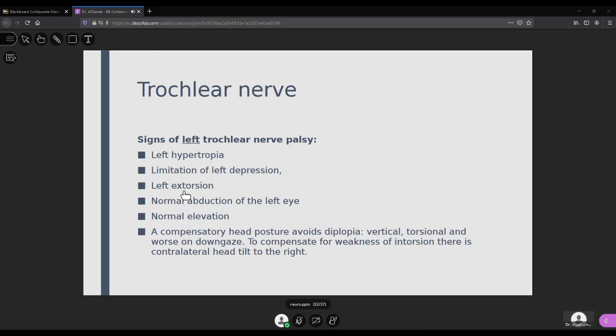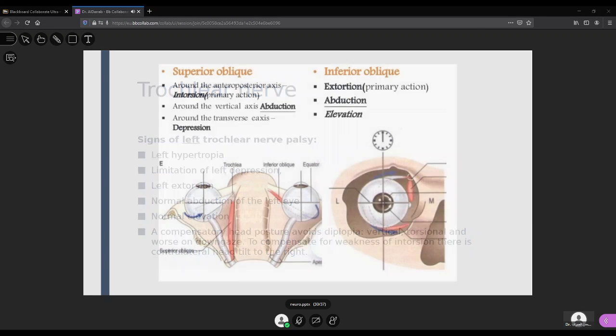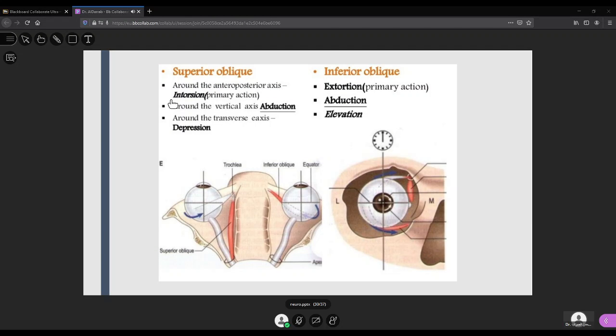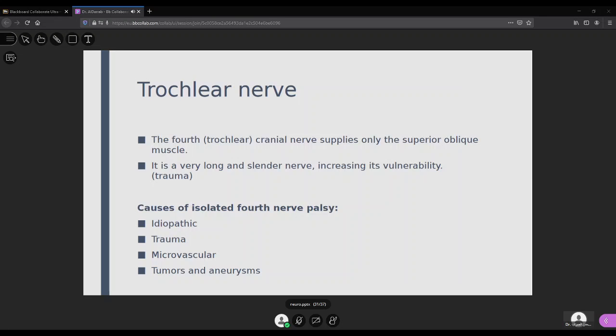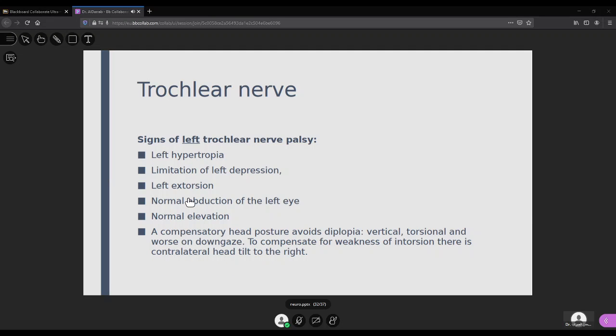Left extorsion. Why? Here. لأن superior oblique will cause intorsion. That's why we'll have here extorsion. Normal abduction، لأن عندي we have lateral rectus والinferior oblique. They do abduction. Normal elevation ما لها علاقة، لأن superior oblique يعني it will not cause elevation at all. فالelevation will be intact عند superior rectus وعند inferior oblique. So a compensatory, this is very important here.